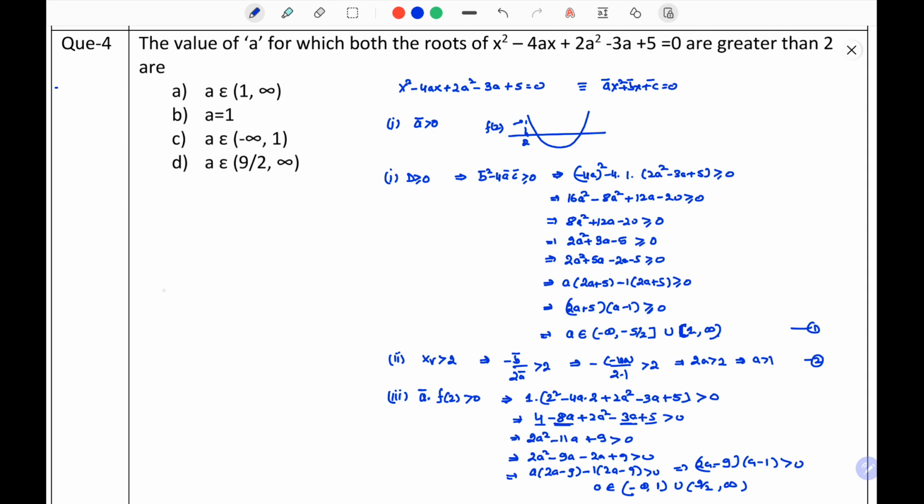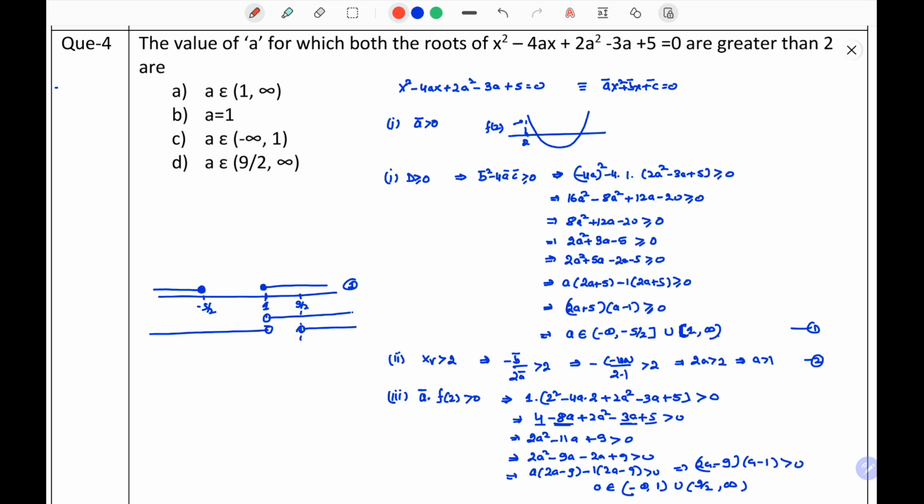And on the number line, if we mark the solution, from the first we will have two points, one is the positive 1 and another is minus 5 by 2. So the solution is minus infinity to minus 5 by 2 inclusive. So we will use a solid circle, and then 1 to infinity. This is our solution number 1. And solution number 2 is a is greater than 1. So another is a is greater than 1, with 1 excluded. And the third is minus infinity to 1, and then 9 by 2 to infinity. Here somewhere is the 9 by 2, so this is 9 by 2 to infinity.